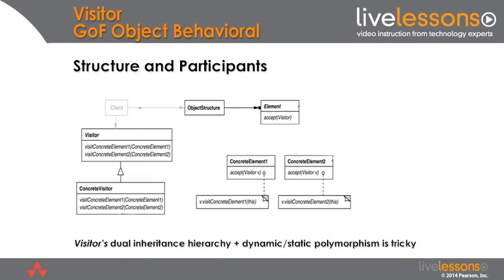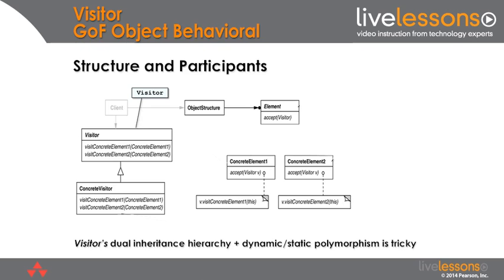As I mentioned before, this is a complicated pattern, so let's take a look at the structure. That'll start to help explain things a little bit. What makes this so hard, by the way, is the fact that we've got two parallel inheritance hierarchies, as well as the use of dynamic binding, as well as static polymorphism through the use of overloaded methods. Let's take this and break it down one element at a time. First thing we'll talk about is the visitor hierarchy.